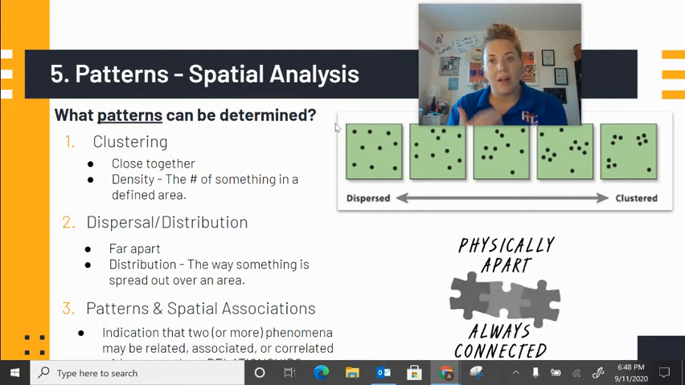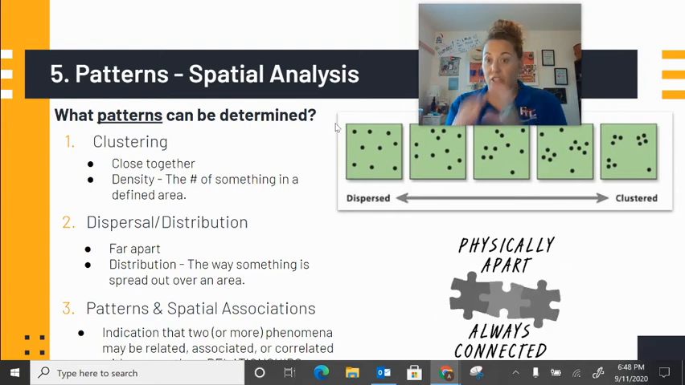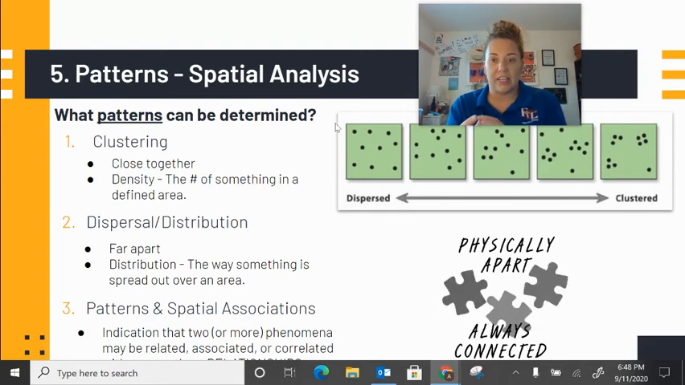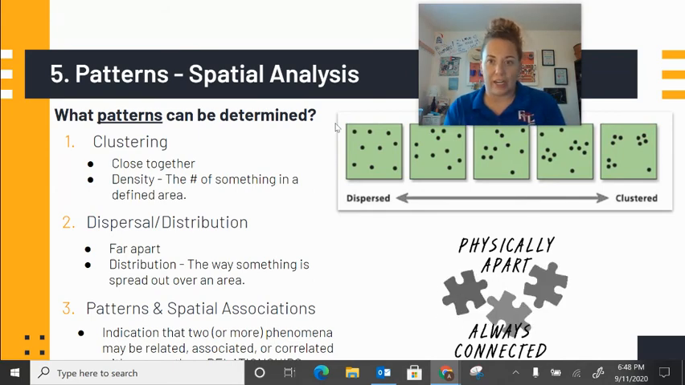Something you'll hear me say a lot during the year will be, look at where you see a clustering of data, and then almost just as important is, where do you see a lack of that clustering, and what can that tell us about what we're looking at?